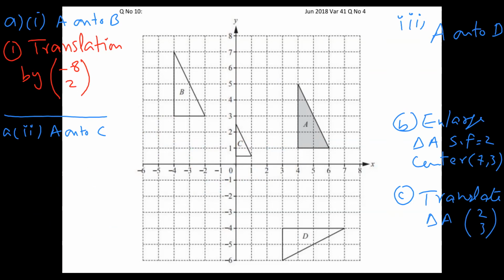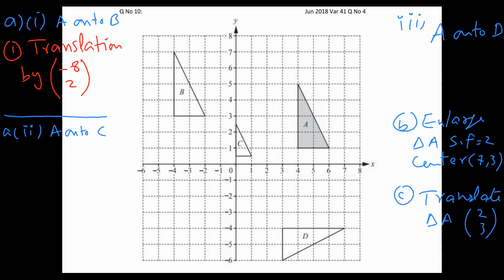Now A onto C. A is shifting onto C. What is going on? It is very clear: A is bigger and C is smaller. So it's clear it is enlargement. Some students think enlargement is always bigger. No. Look, C to A becomes bigger, but A to C becomes smaller. So enlargement is not only bigger, enlargement can be smaller even.